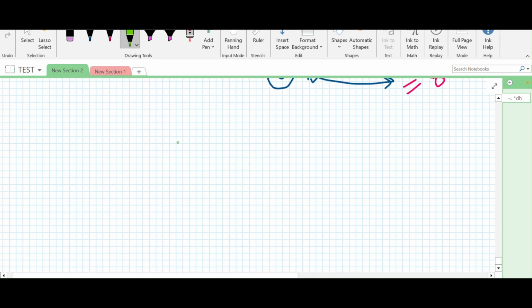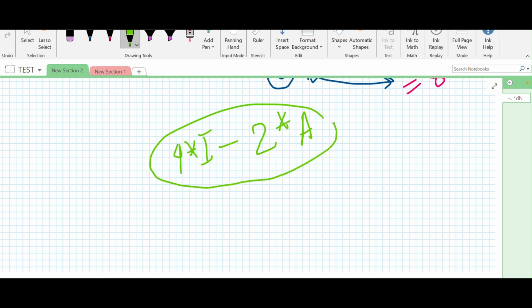And I know the formula: the perimeter is 4 times the number of islands minus 2 times the number of adjacents, and this will give me the perimeter.